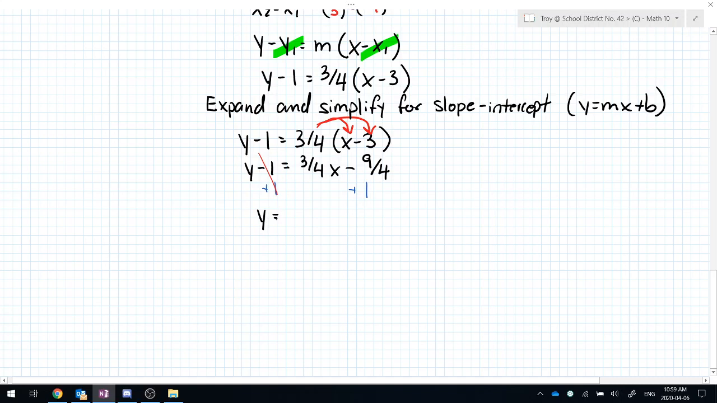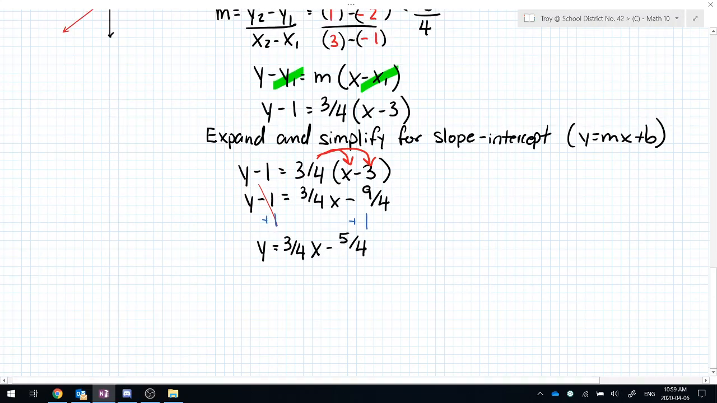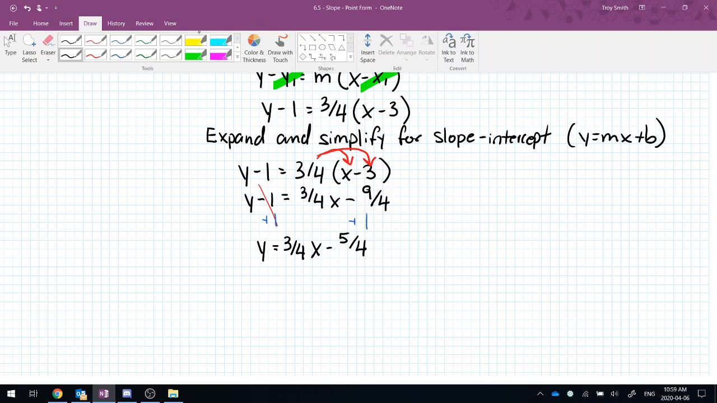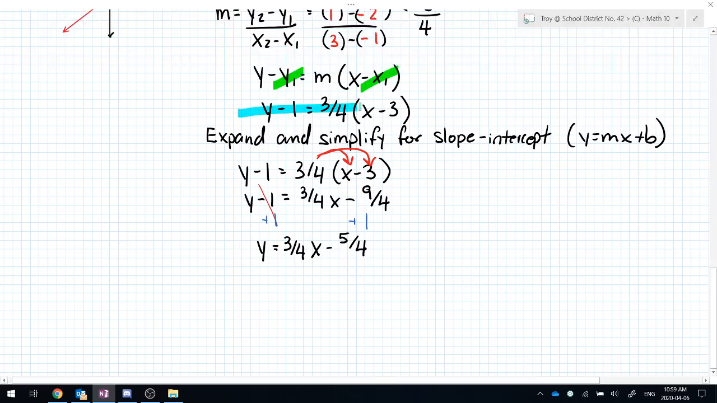And we'll get an answer of y equals 3/4 x. Notice how our slope does not change, which is good. And then if we add a 1 to 9/4, that's like adding 4/4, so that'll be minus 5/4. So here's our slope point form, and that's our slope intercept form right there.